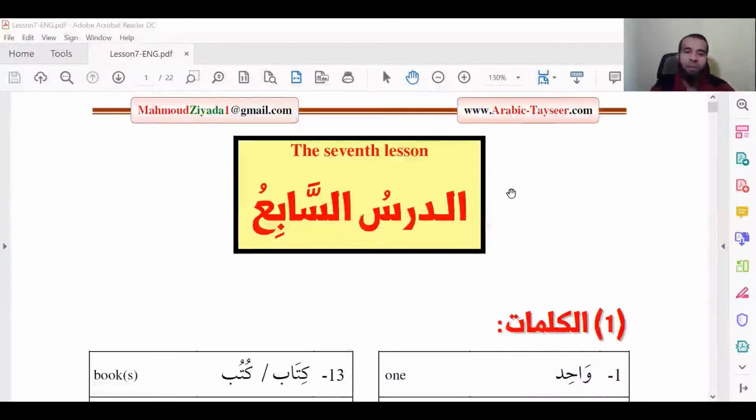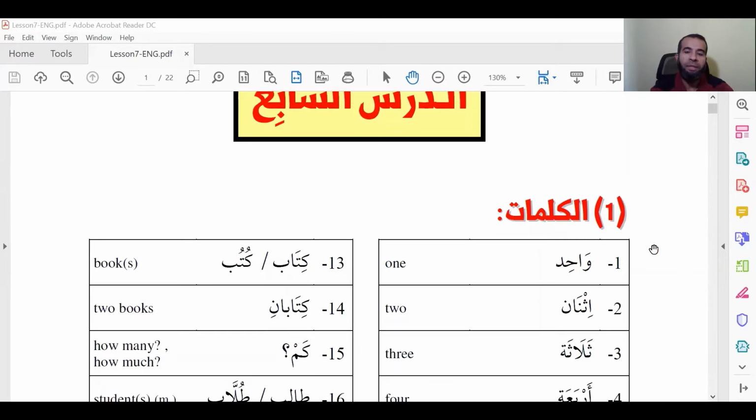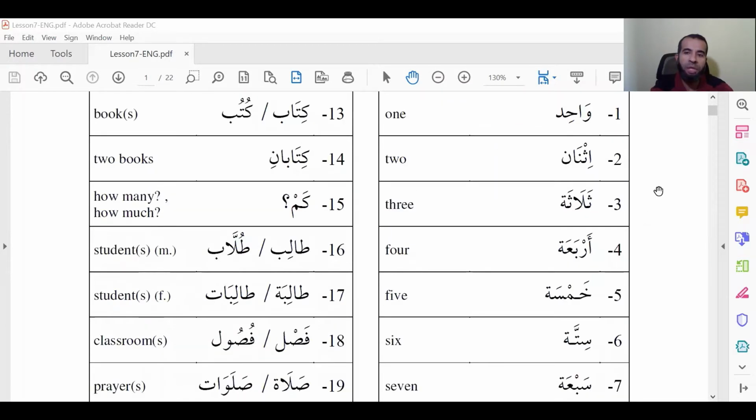الدرس السابع, the seventh. So, الأول, الثاني, الثالث, الرابع, الخامس, السادس, السابع. And the numbers are 1 2 3 4 5 6 7. And these numbers, we are going to study them inshallah in this lesson.